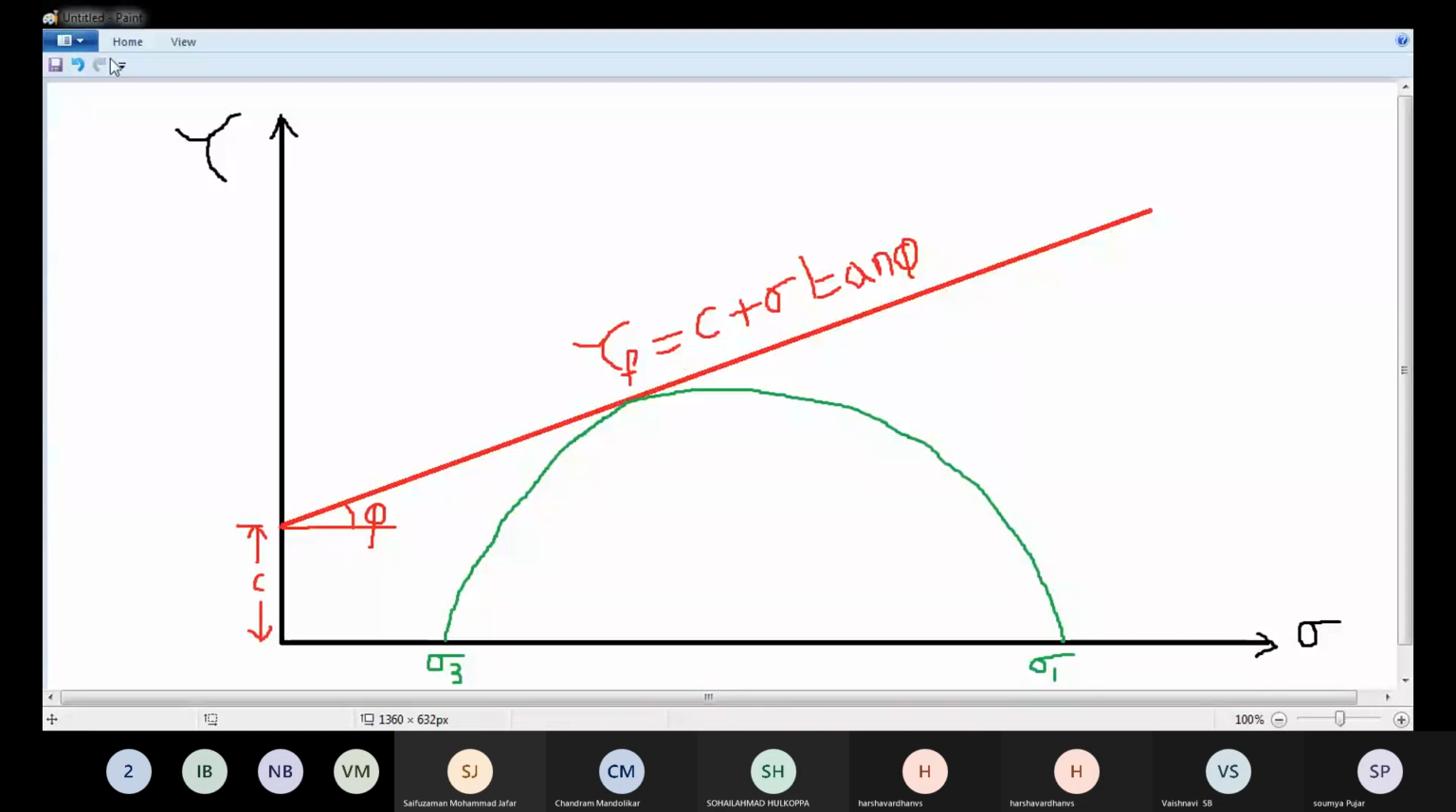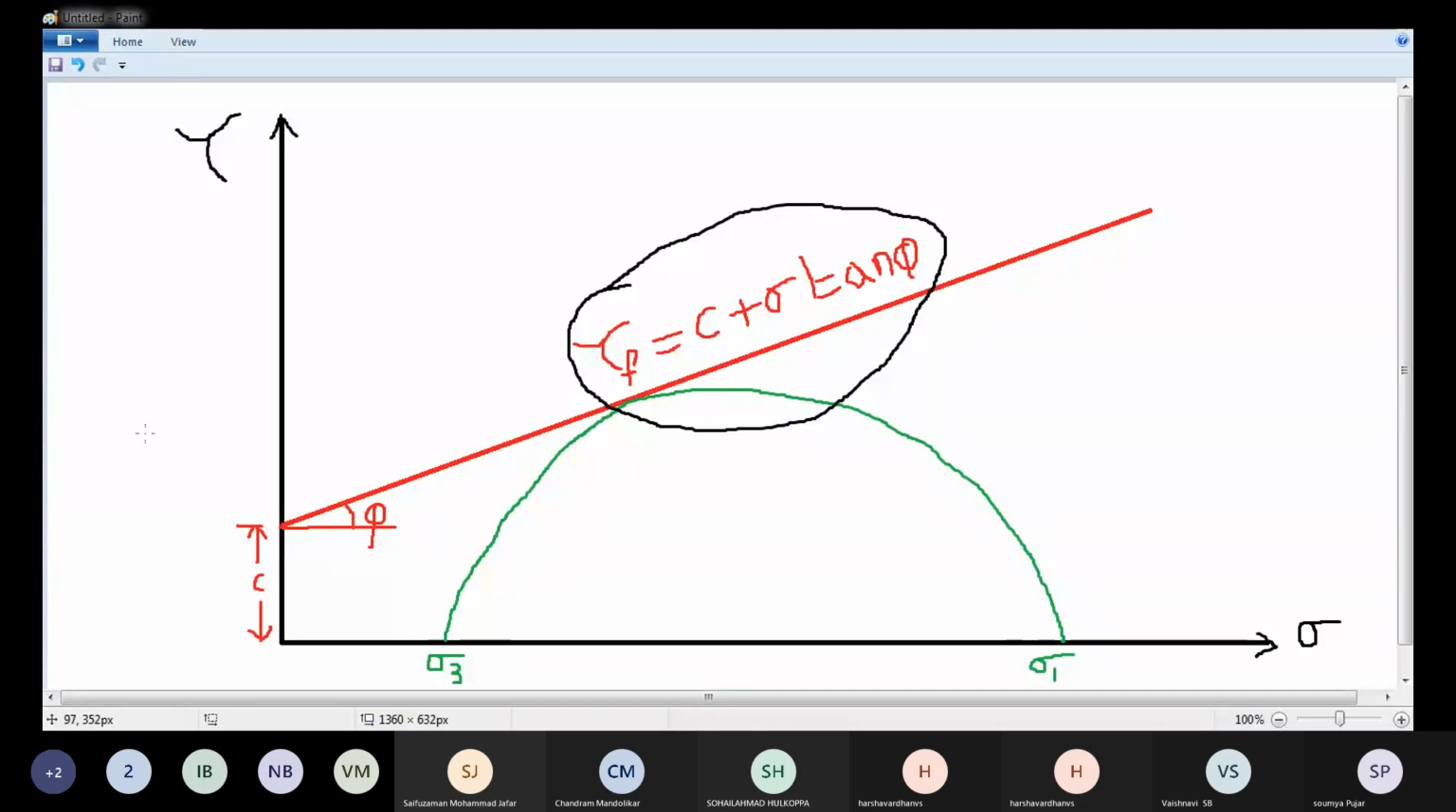And the equation of the strength envelope or failure envelope is tau is equal to C plus sigma into tan of phi, where C is cohesion and phi is angle of internal friction. C is the y-intercept and it is cohesion of the soil. Phi is the angle of slope and it is the angle of internal friction or angle of shearing resistance. So this is about the Mohr-Coulomb theory. Please, this is very important.